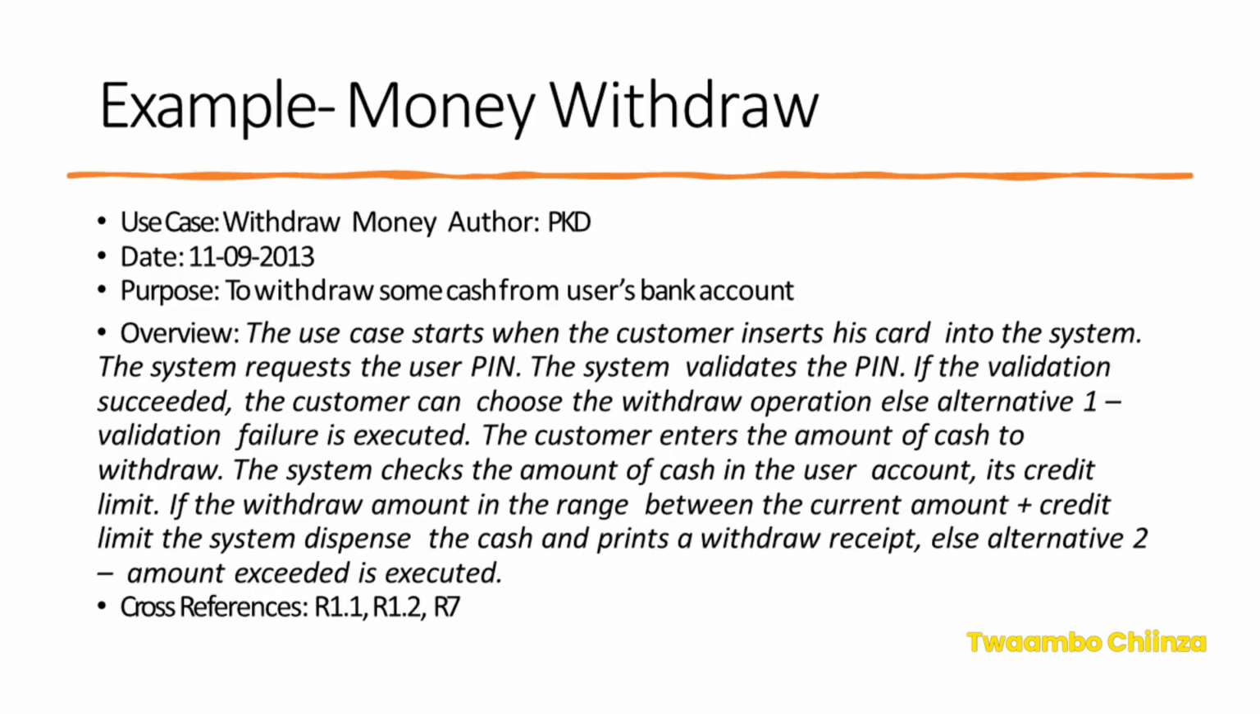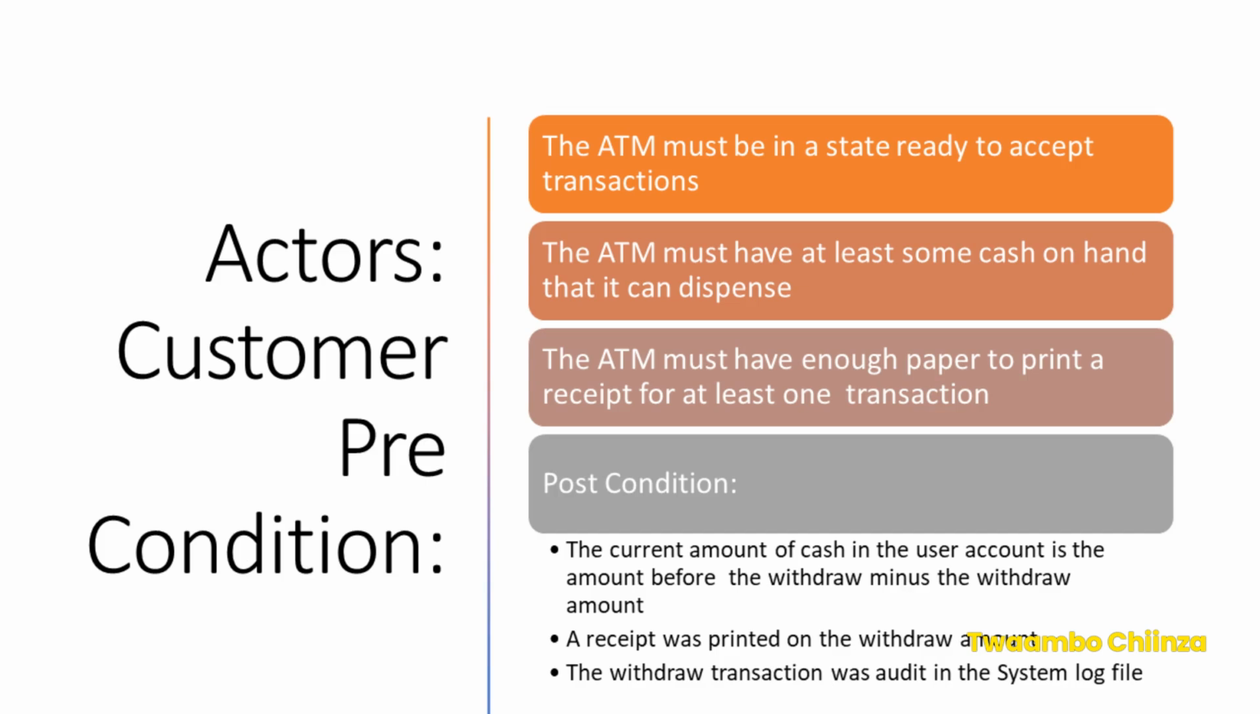Let's consider an example use case for withdrawing money from an ATM. This use case outlines the steps and conditions required for a successful transaction, including user interactions and system validations. The actors involved in this use case include the customer and the ATM system. Preconditions must be met, such as the ATM being ready to accept transactions and having sufficient cash and paper for receipts.